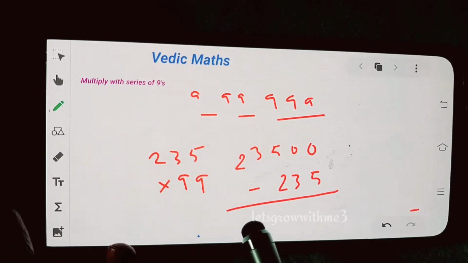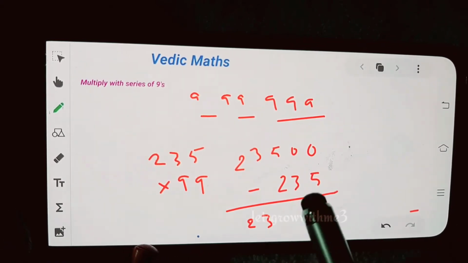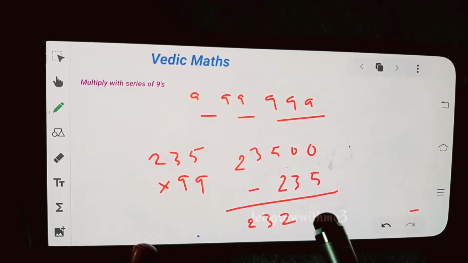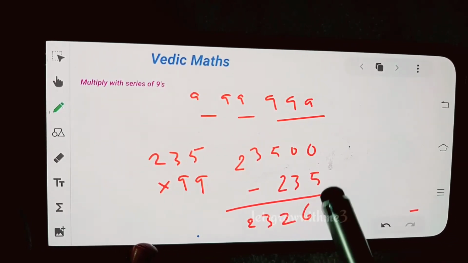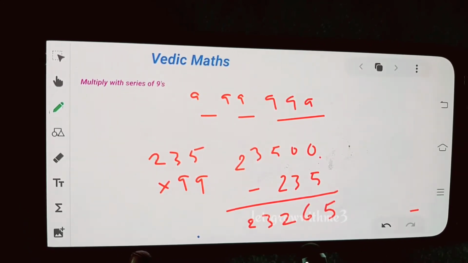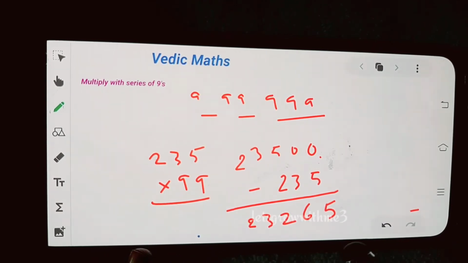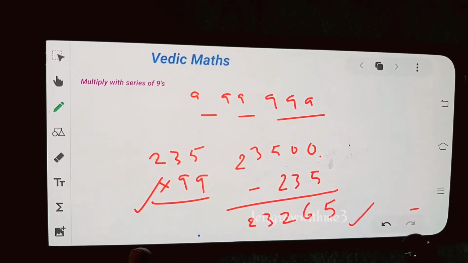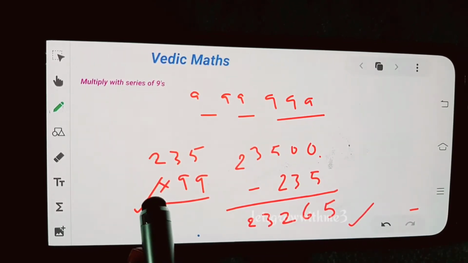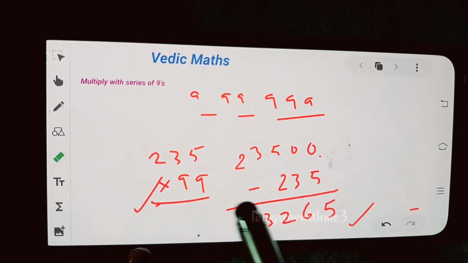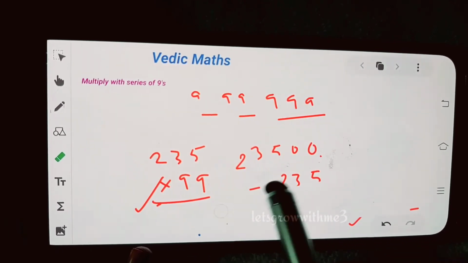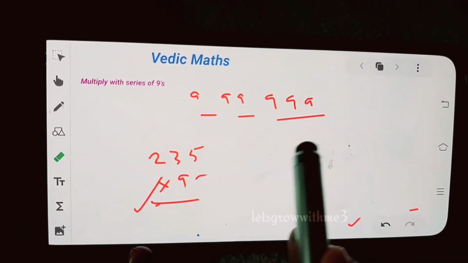Now subtract using our Vedic maths method. 2 3 and 5 minus 2 is 3, but because of the borrow combination you need to write 2, and then 0 plus 7, but we need to write 6, then 0 plus 5 is 5. How simple is it, isn't it? That's why these methods are very easy to use. Of course we should know the basic concepts first, then we can use these easy methods to get our answers so quickly.